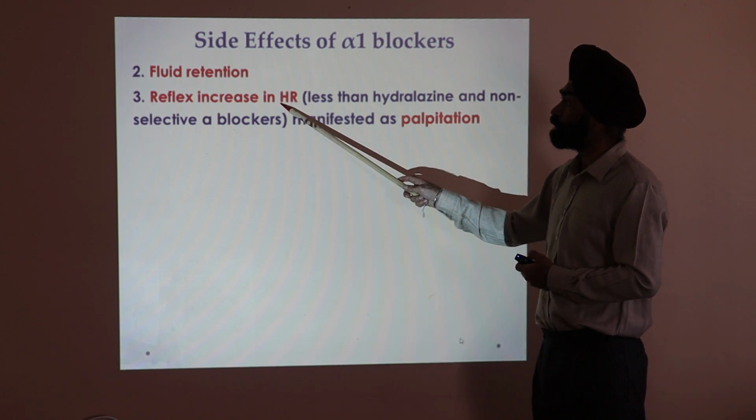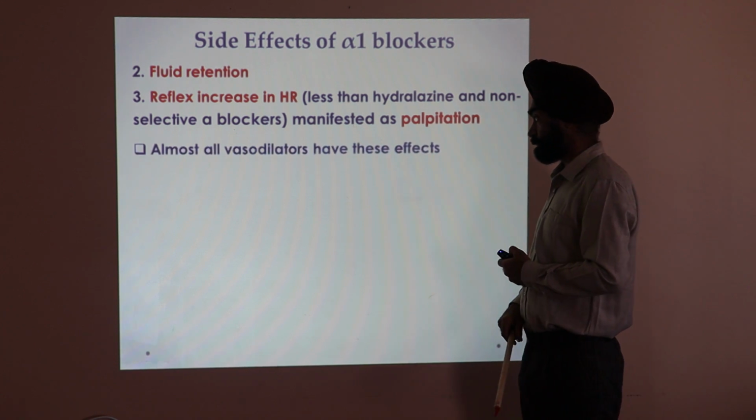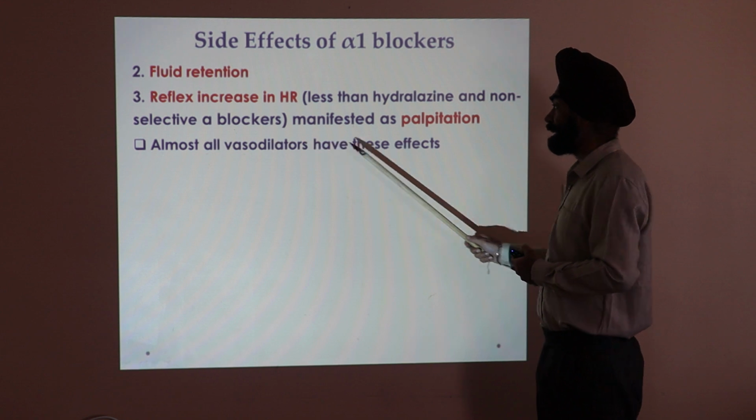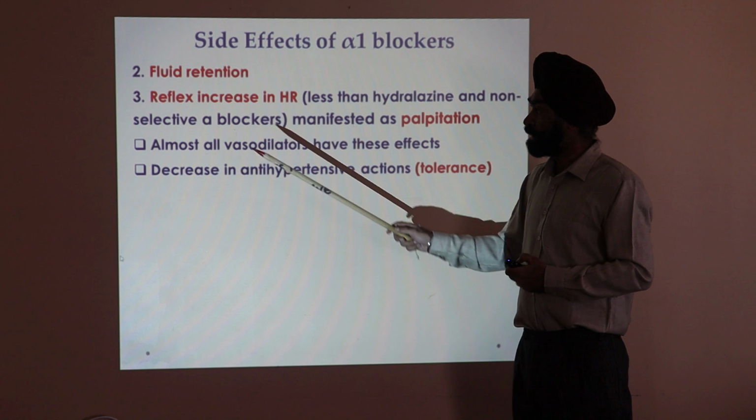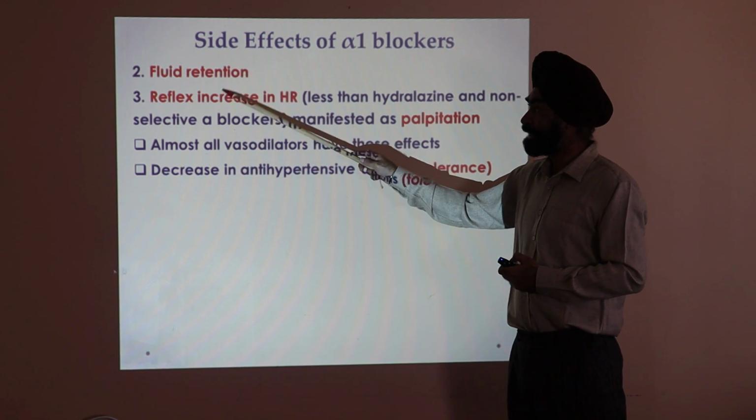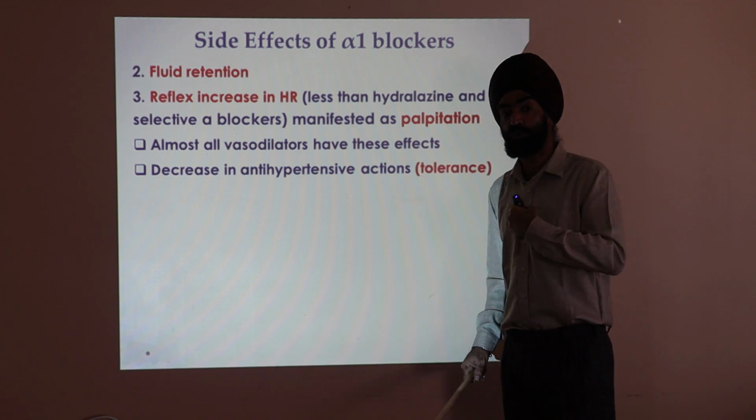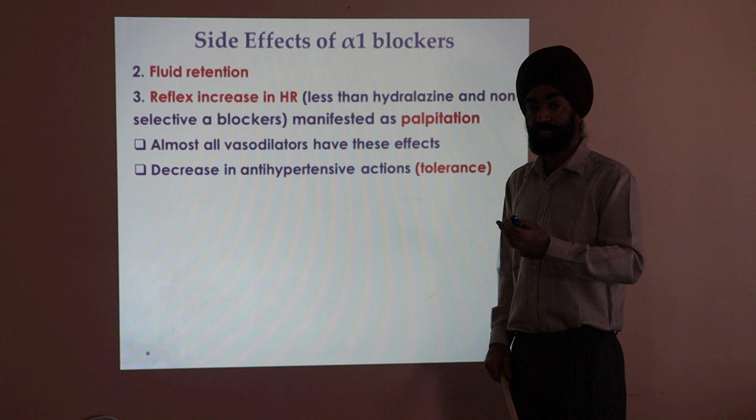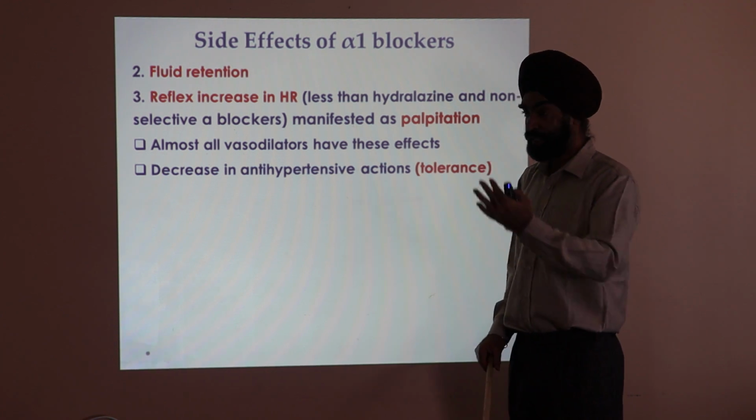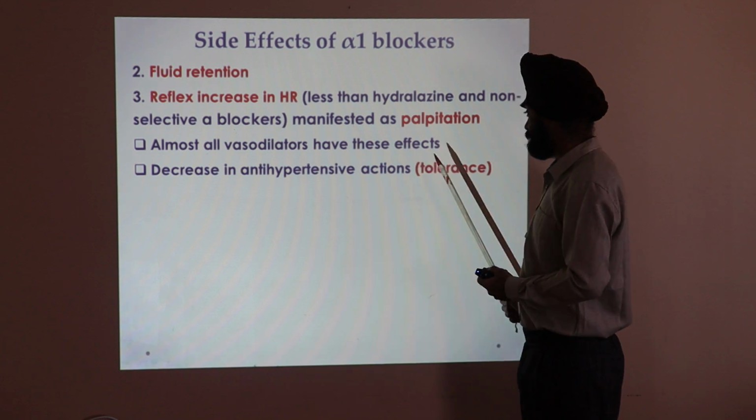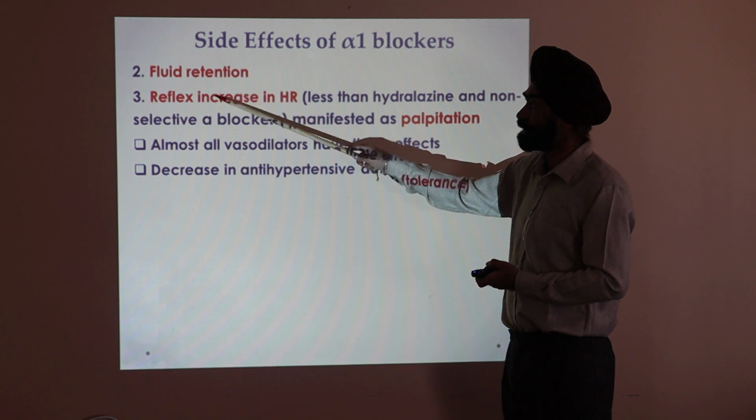And how you will come to know there is increase in the heart rate? It is manifested in the form of palpitations. So as I told, all vasodilators have these kind of the side effects. And what is happening? These two side effects ultimately they attenuate the antihypertensive effects. That means let's say you are giving alpha 1 blocker. They are producing their effect for a certain period of time, but after few months or few years you can see the effects start falling down. That is a tolerance, decrease in the antihypertensive effect. Why this is happening? Because of these three things.